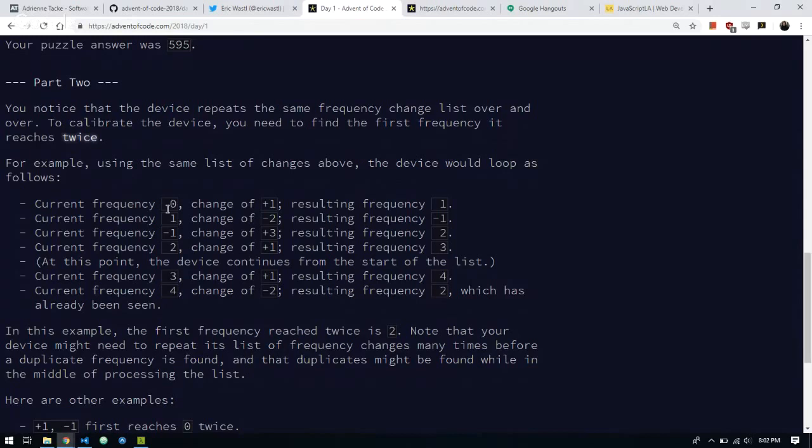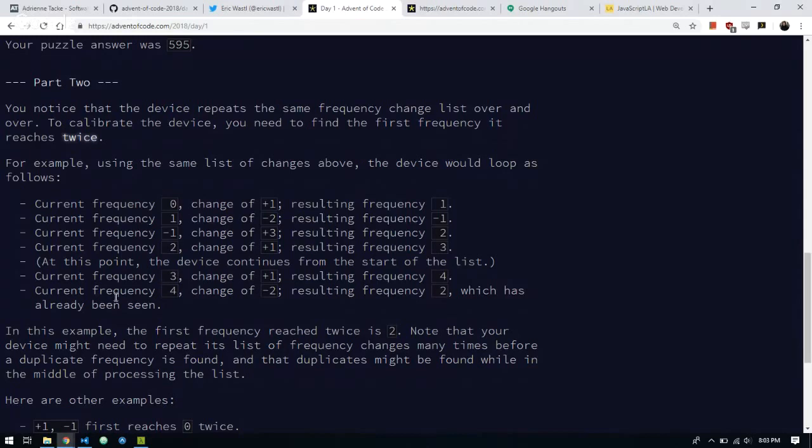So current frequency, you start at 0, you have a change of 1, resulting frequency is 1. Now your new starting frequency is 1, you have a change of -2, resulting frequency is -1. So you keep going, and then right here it tells you at this point, the device continues from the start of the list, keeps going, it goes back because you're at the end of your input.